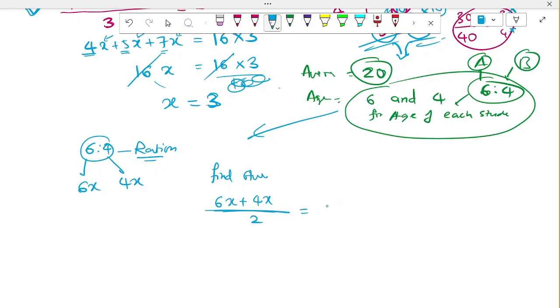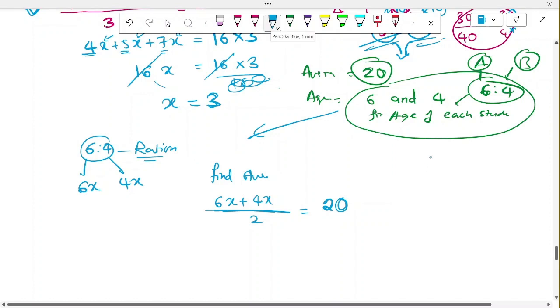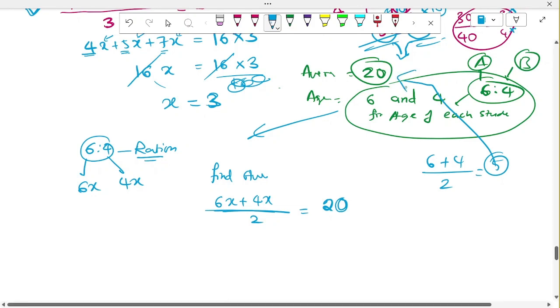This will be equal to how much? Already it is given in the question. This is equal to 20. Now try to find the value of x. So the ages are 6 and 4? Is it 6 and 4? Whenever you get ages, try to find the average of that. 6 and 4 divided by 2, what is the average here? I am getting 5. But the average itself is 20. So 6 and 4 cannot be your answers.